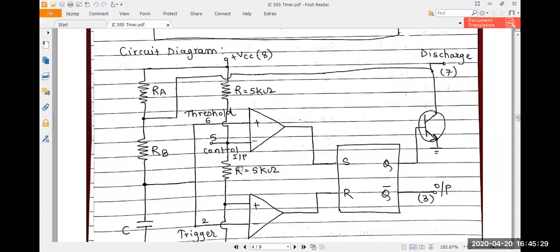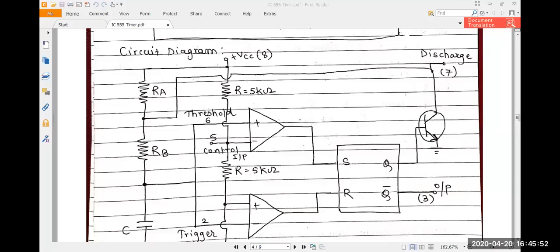So how can we identify it is an astable multivibrator? The threshold input and the trigger input are connected together across the capacitor. That is the crux as far as an astable multivibrator is concerned.